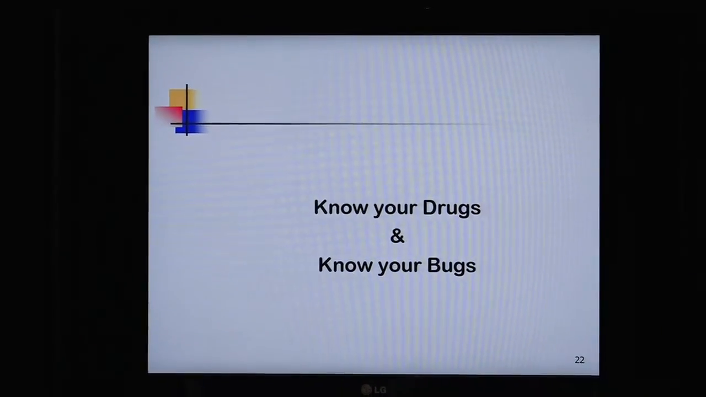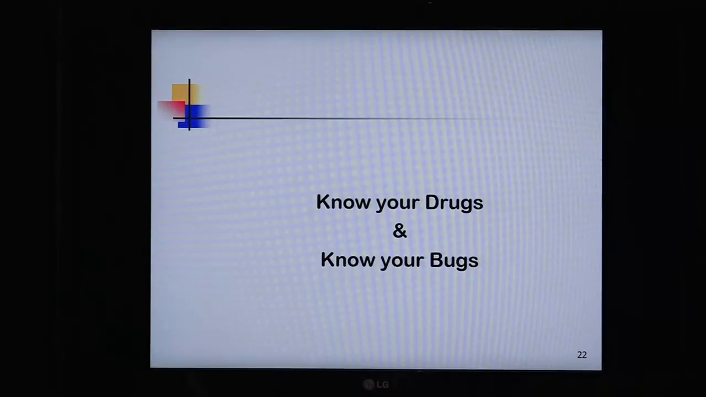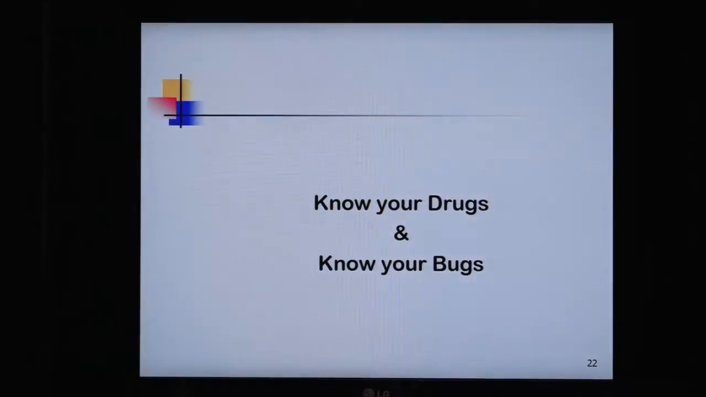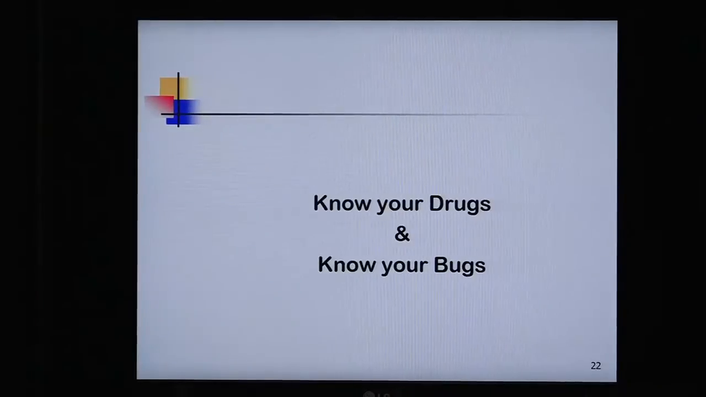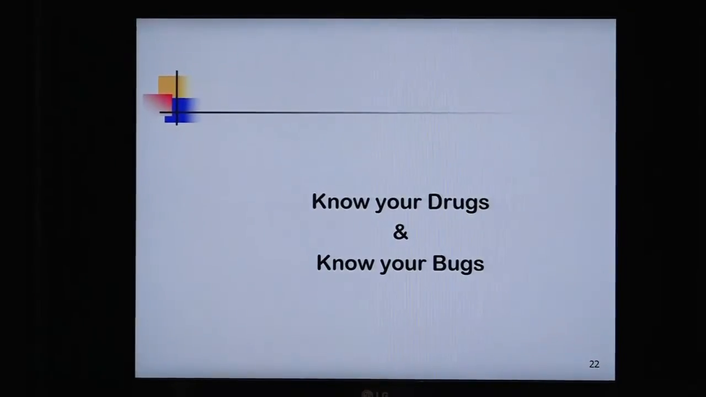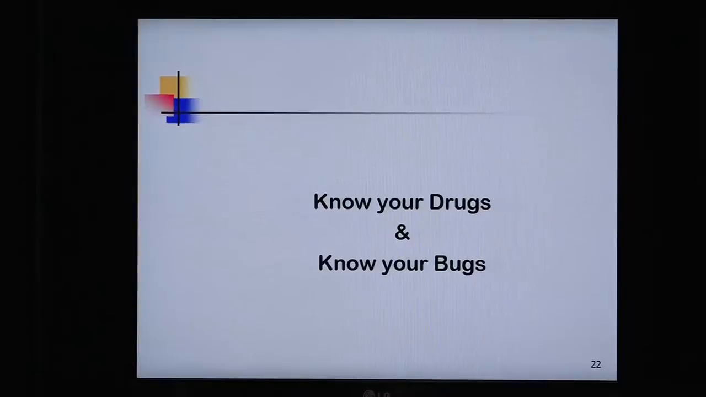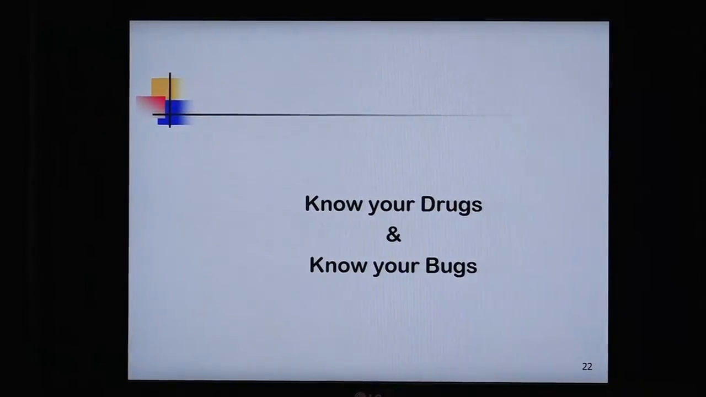So not only that you have your laboratory discipline in place, you have to go out and learn the therapeutics of antibiotics and the bugs in detail. Because the clinicians hate to know about the bugs.